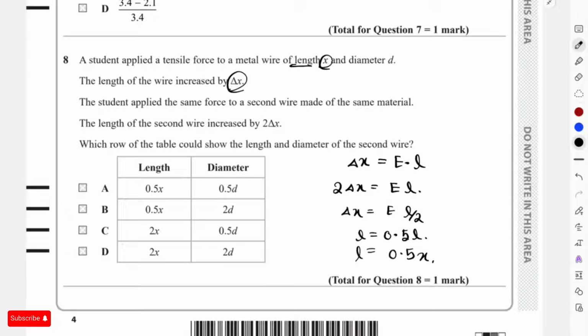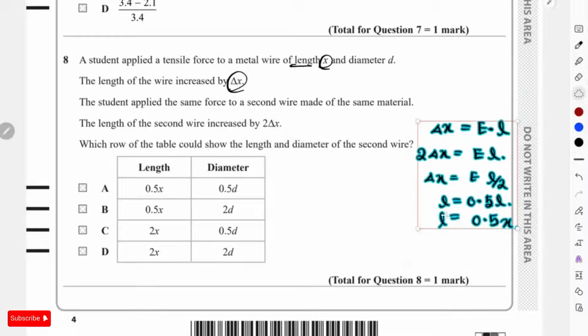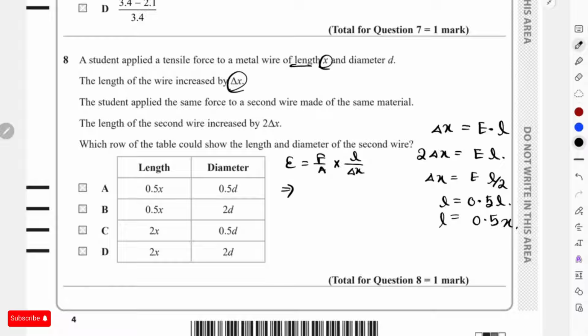Now, in order to identify which one will be our final answer, we have to discuss the relationship between diameter and extension, right? So then again, we'll focus on the original equation, which is force over area equals extension over length, right? Force over area, this will actually flip, and this will be the equation for Young modulus. Now in this case, area is pi d square by 4, right?